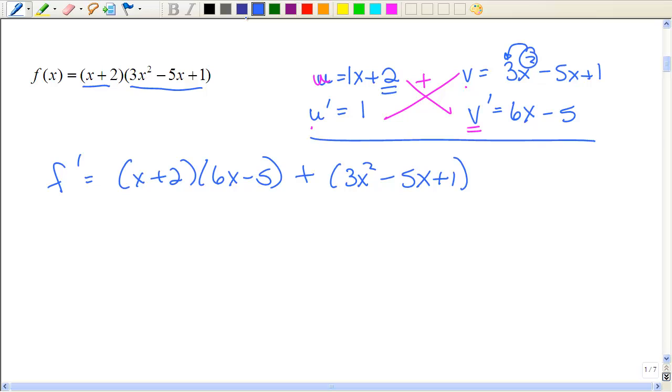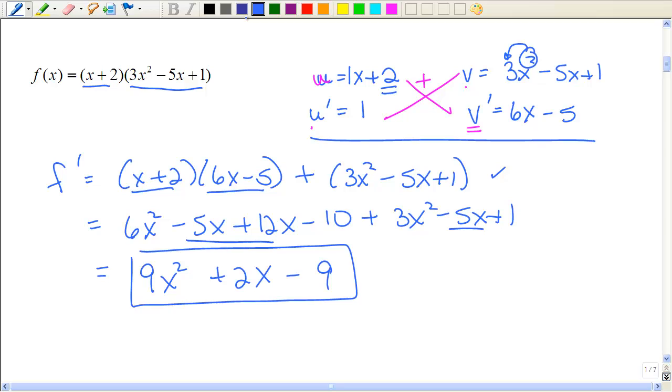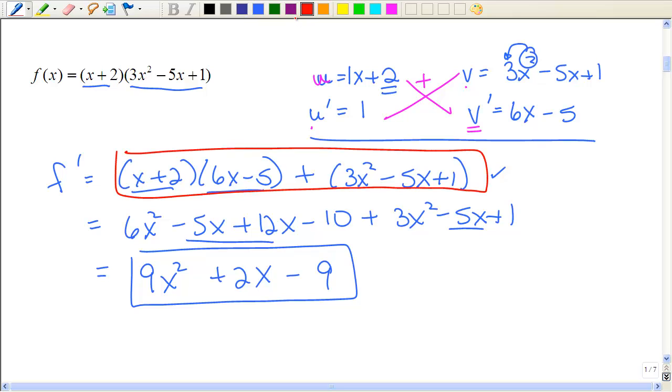Now, I really don't know how much simplification you're going to have to do on the computer, but this would be a fine answer. If we had to simplify it more, we would multiply this out and then collect like terms. That's 7x, plus 2x, I think, minus 9. But again, this is the derivative. That would be an acceptable answer.